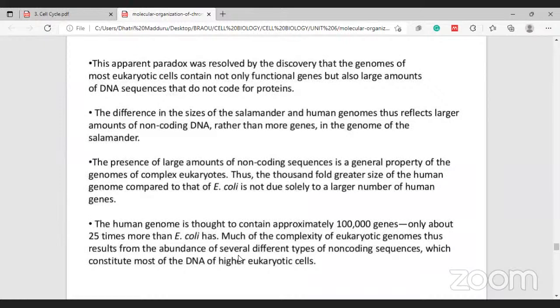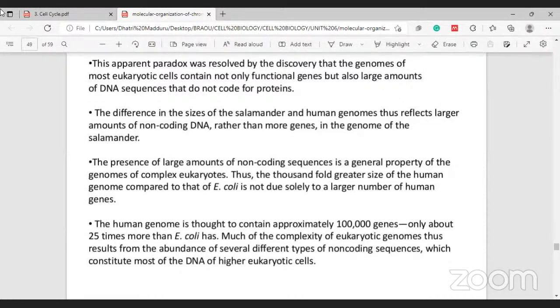So the genome of a eukaryotic cell consists of non-functional genes. A large amount of junk DNA is present. But still scientists are looking for the purpose of the junk DNA. There is nothing like without any purpose. There may be some purpose for the junk DNA also, but so far it is not revealed.